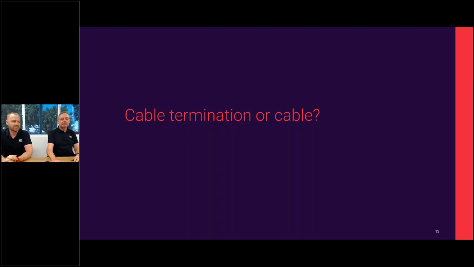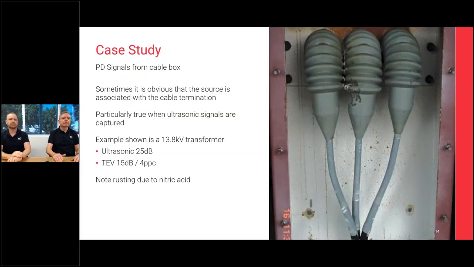Yeah. So cable terminations or cables, sometimes it's pretty obvious. In this particular instance, we've got a case study on a 13.8 kV transformer, and we've got ultrasonic coming out of that cable box. We can hear it. We've got transient earth voltage, 15 decibels and about 4 pulses per cycle, quite a high rate of discharge for that. So we've got some component that's flashing over to earth.